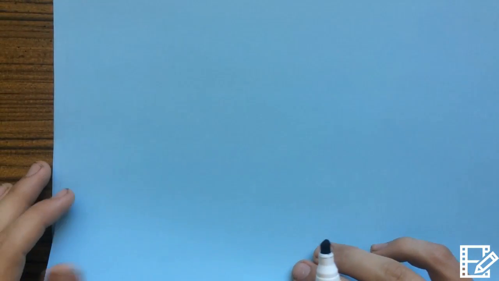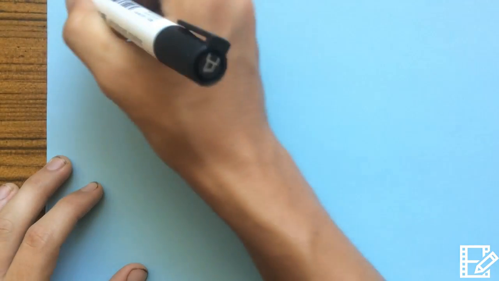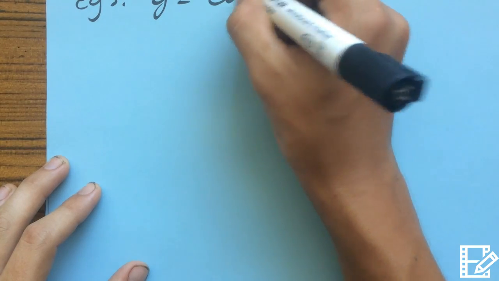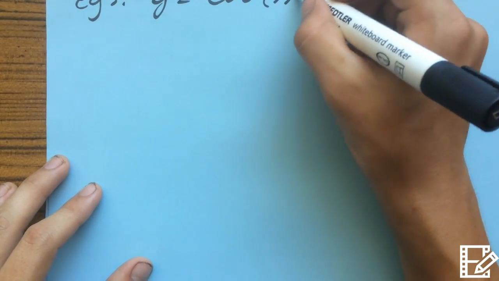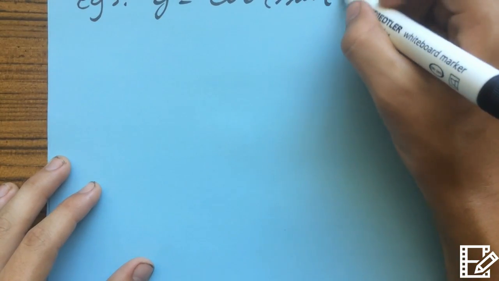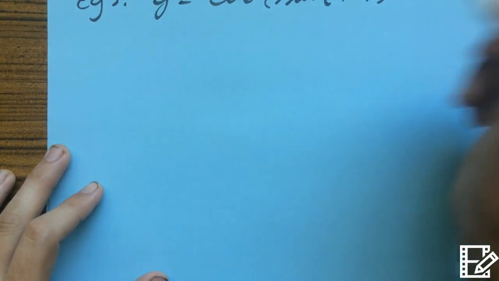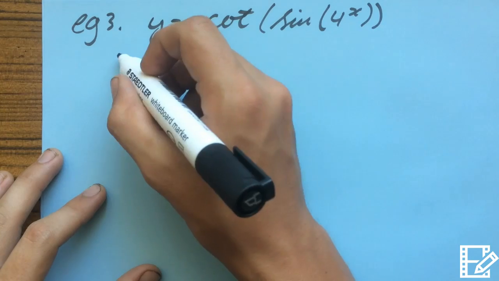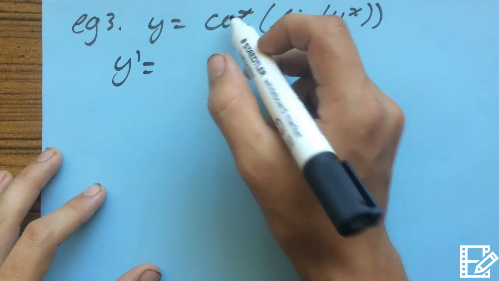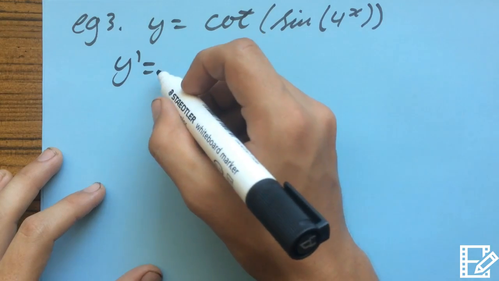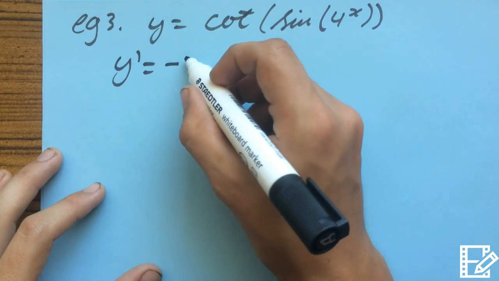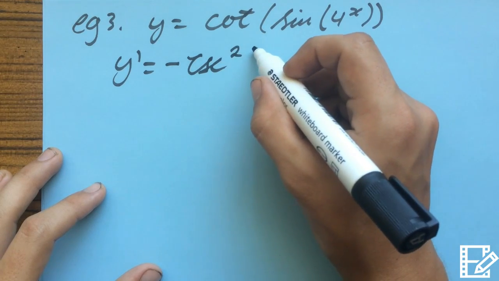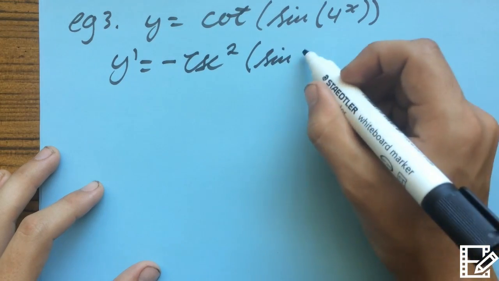Now for another example, let's say y equals cot, or cotangent, of sine of 4 to the power of x. So we have a function within a function within a function. Let's derive the outside first while keeping the inside the same. So derivative of cot is negative CSC, or cosec, squared. We'll leave the inside the same.